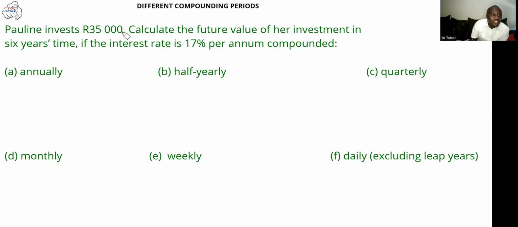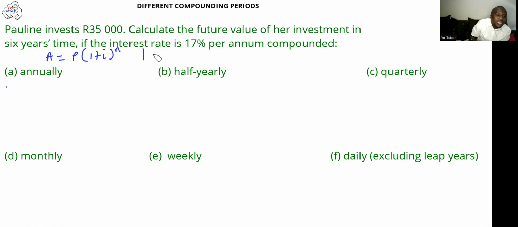Pauline invests 35,000. Calculate the future value of her investment in 6 years' time if the interest rate is 17% per annum compounded annually. That's the first one. So if it's compounded annually, what do we know, guys? We know that we are using A equals P times 1 plus i to the power of n.